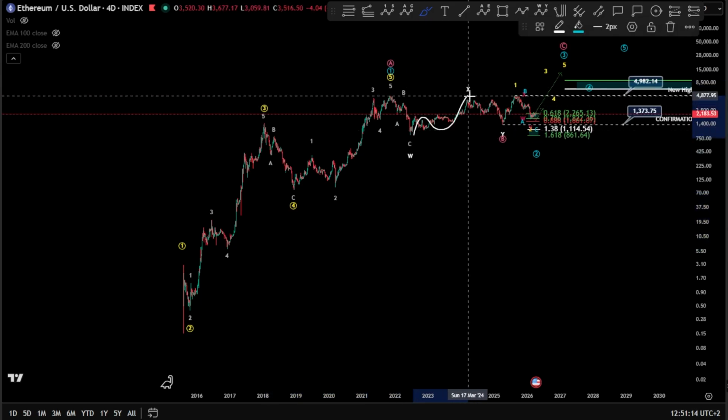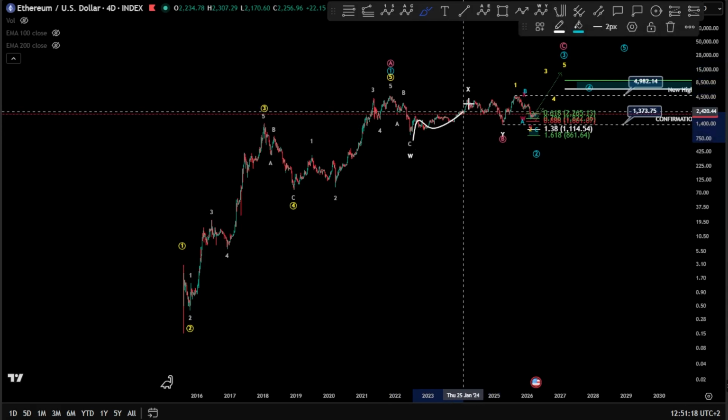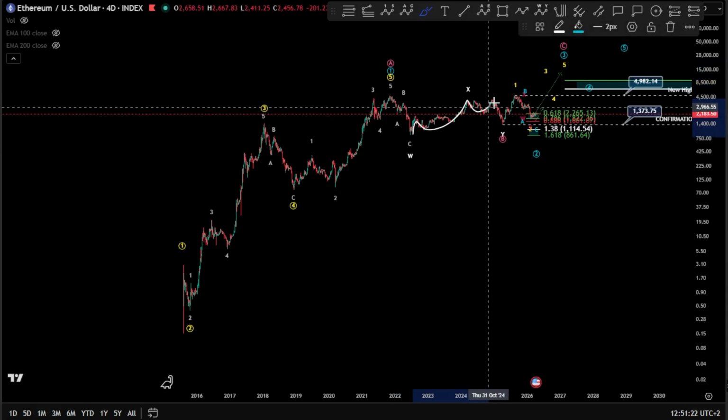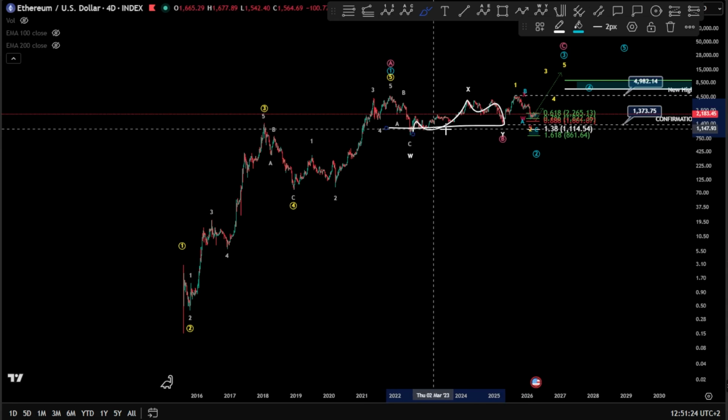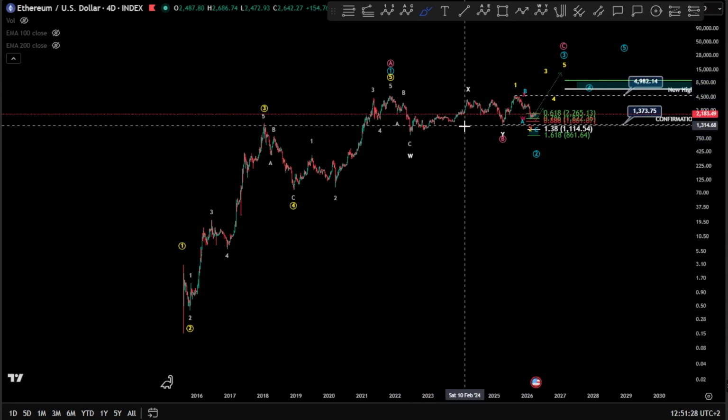Now we were looking for something impulsive to continue for a new all-time high, but this did not happen for Ethereum. It made three waves toward the upside here before diving deeper in another three waves, taking the zone one, in case we are in a 1, 2, 3, 4, and a 5.